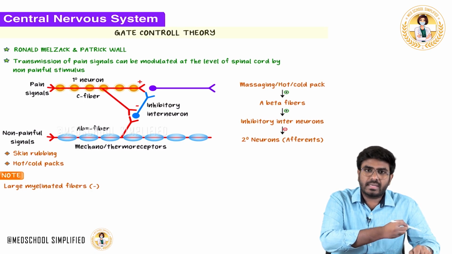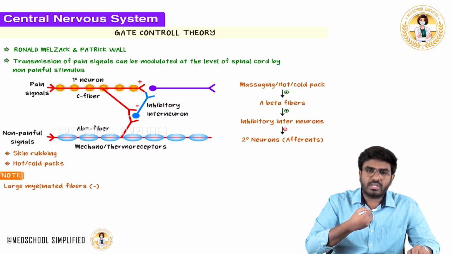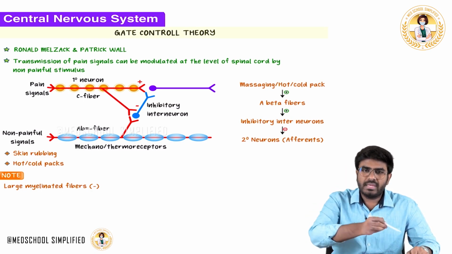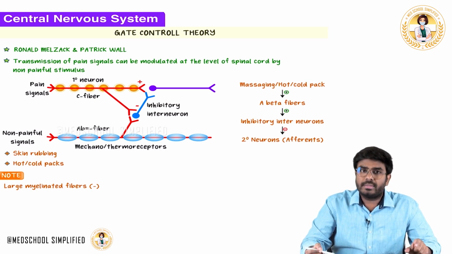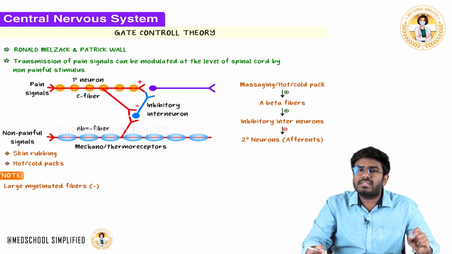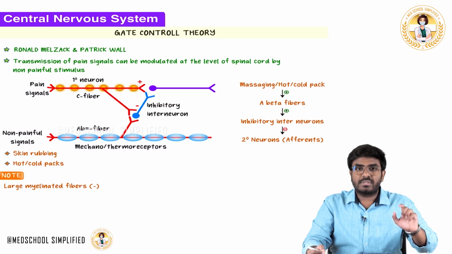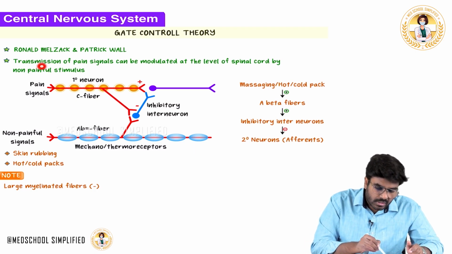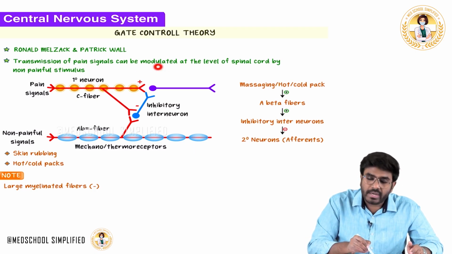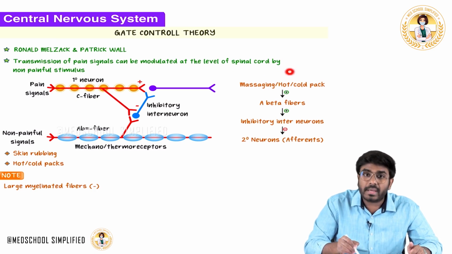The pain signals are going through the first order neurons, second order neurons, and from the second order neurons to the third order neurons. You can modulate these pain signals. You can stop the pain signal so the person will feel less pain, or you can decrease the pain signal transmission. The transmission of pain signals, you can modulate them. Where? At the level of spinal cord.